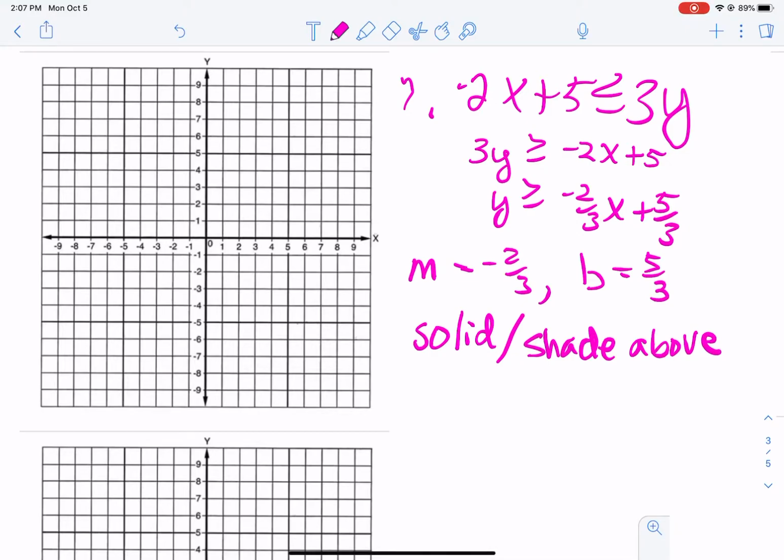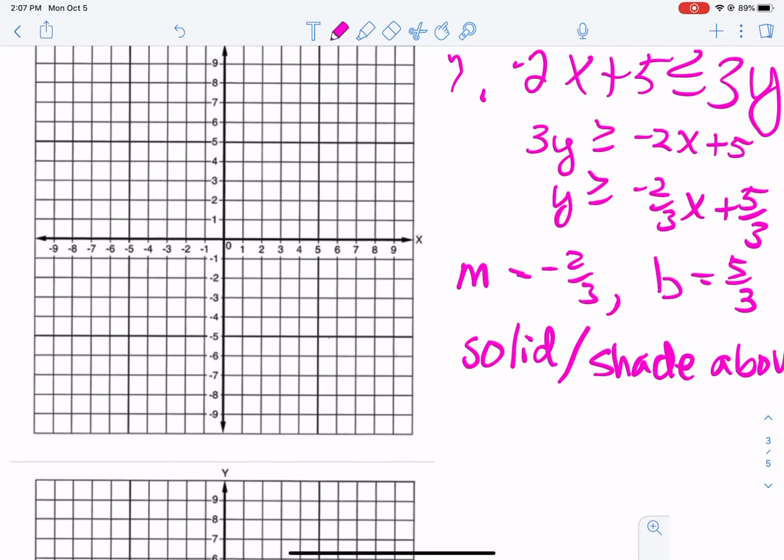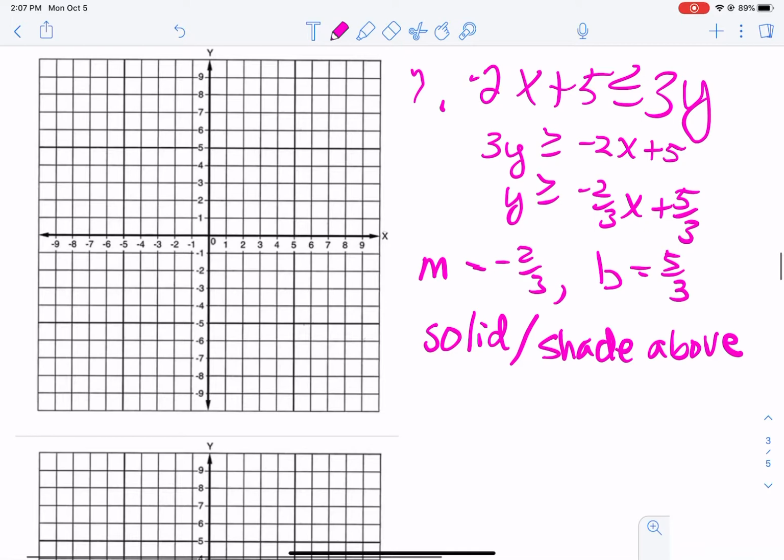Okay? So let's start at 5/3. Now 5/3 is like 1.7-ish, so it's about right here. And then we're going to count down 2, I'm sorry, staying in that same location, and over to the right 3. It should be roughly right there.